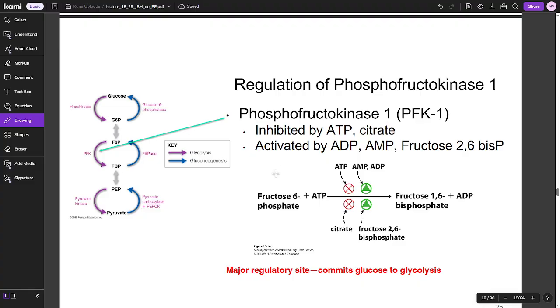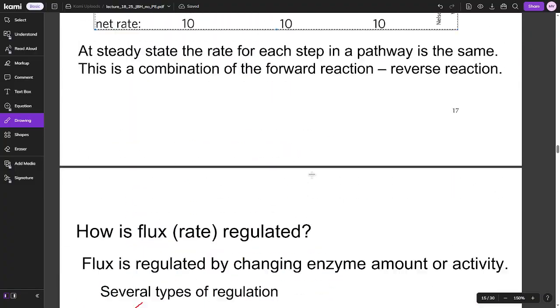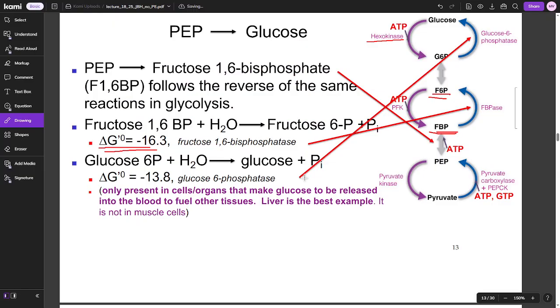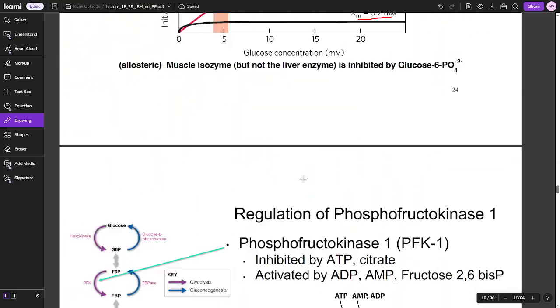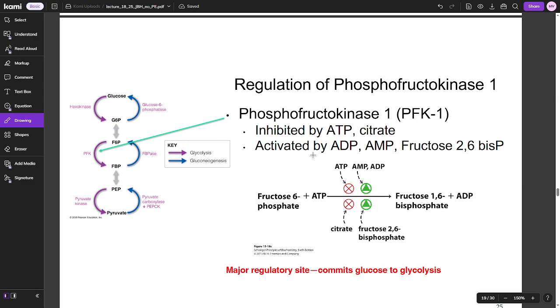So, did we talk about regulation of... I guess we're just going here. Interesting, they kind of skipped over glucose 6-phosphate a little bit. I'll talk about it later because I think it's a little bit important. Basically, okay, regulation of phosphofructokinase 1, PFK1. These should actually make intuitive sense, except for this one, which is a bit weird.